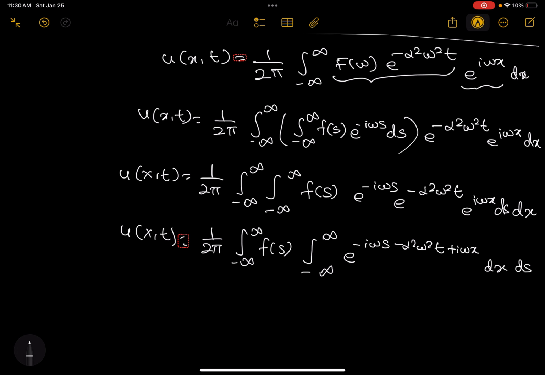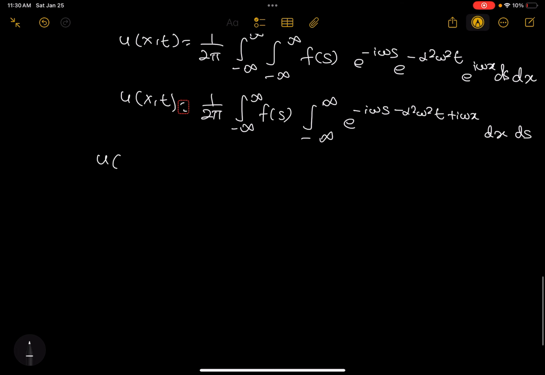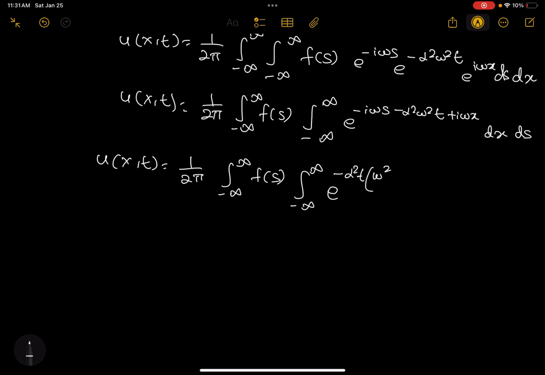Now this can actually be solved using Gaussian integrals, a little bit, not a lot. So let's try that. So f of s from minus infinity to infinity, if I take minus alpha square t common, I will just have omega square, right? And then I will have omega square minus i x by alpha square t omega. So that's what I have, right? Yeah, and then there's dx.